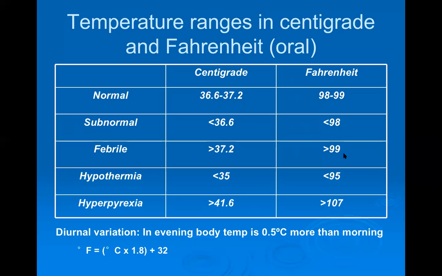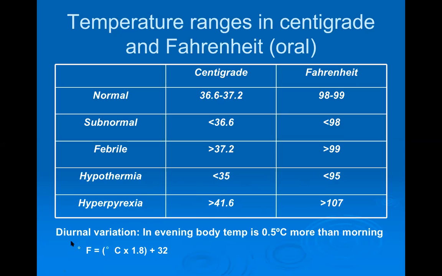So this is a small practical point for you. Regarding hypothermia, less than 95 degrees Fahrenheit or less than 35 degrees centigrade is hypothermia, meaning decreased body temperature. And hyperpyrexia is a very high temperature in the body, more than 107 degrees Fahrenheit. This is a lethal condition. The patient may die because of hyperpyrexia.